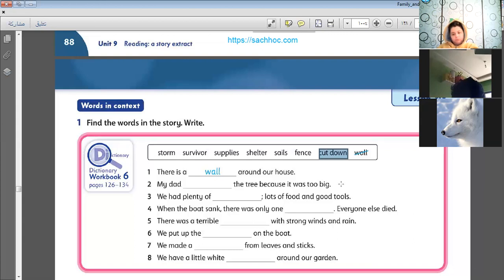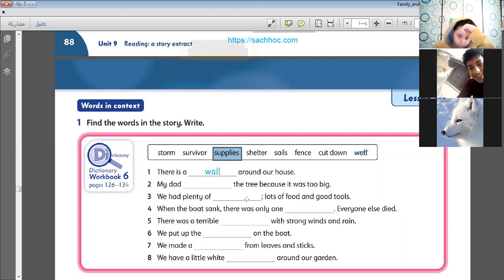Yes, teacher. Number 3 now. We had plenty of supplies, lots of food and good tools. Here you have the keyword: food, good tools, and we have supplies. Yes, excellent, supplies. So number 3, supplies. Write it on number 3. Thank you very much.